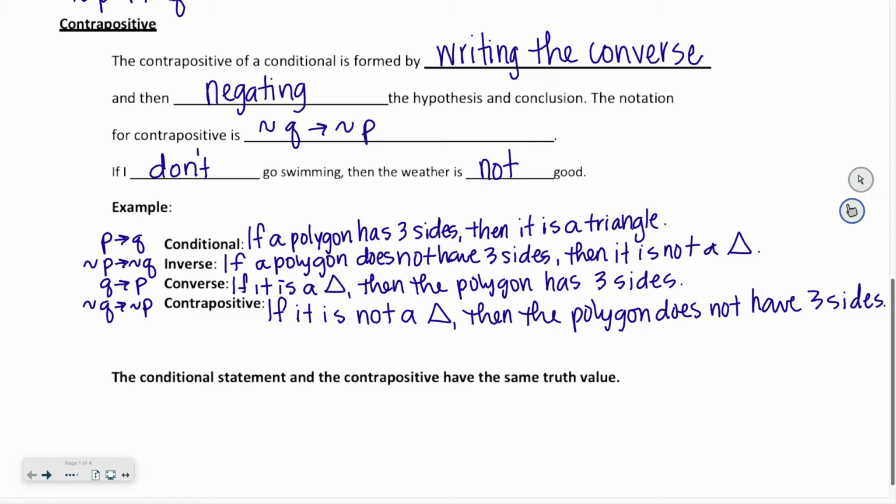Now, the last statement says to you, the conditional statement and the contrapositive always have the same truth value. So if the conditional statement is true, the contrapositive is always true. If the conditional statement is false, then the contrapositive is always false. The inverse and the converse can be the opposite values, but the conditional and the contrapositive always have the same truth value.